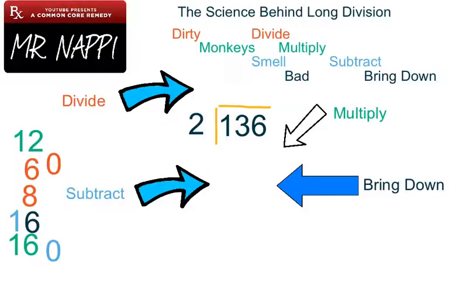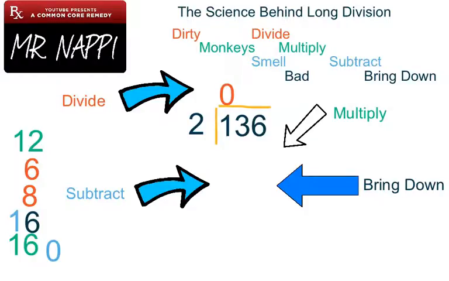Now, the first thing you want to say to yourself is, how many times does 2 go into 1? And obviously, 2 being bigger than 1, it can't go into 1. So it goes in 0 times. So we look to a number next to it.